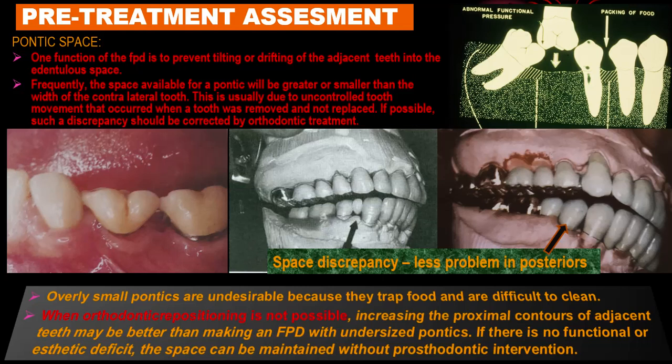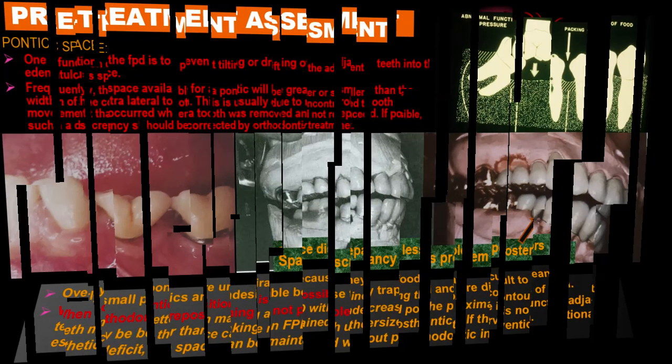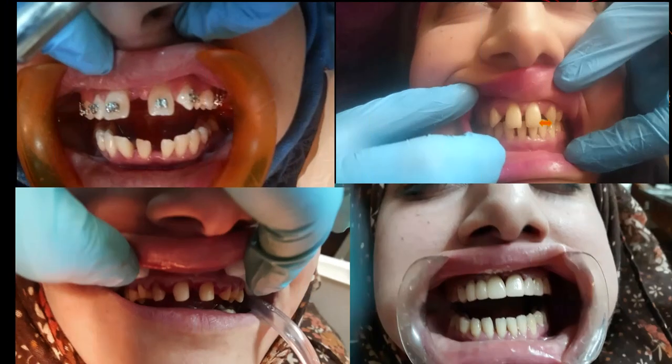So if there is no functional or aesthetic deficiency, the space can be maintained without prosthodontic intervention. يعني احنا مرات هذيك سبيس نبقي without bridge إذا ما يأثر على الاستاتيك وعلى الفانكشن، لكن إذا كان يأثر على الاستاتيك هيك سبيس ما يحتاج بونتيك، يحتاج شنو؟ increasing the proximal surface of the adjacent tooth. فلذلك السبيس لازم تقرأ. شوف السبيس إذا كان سبيس small أحيانا you need orthodontic treatment.